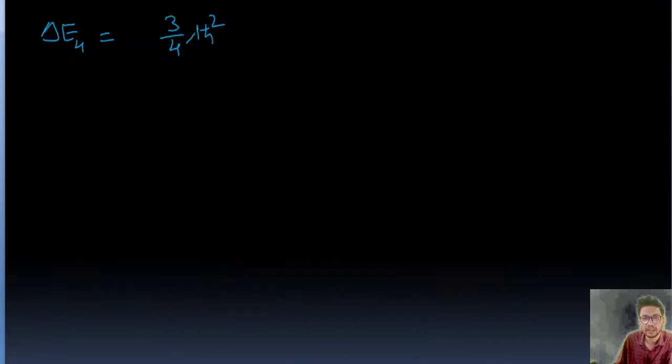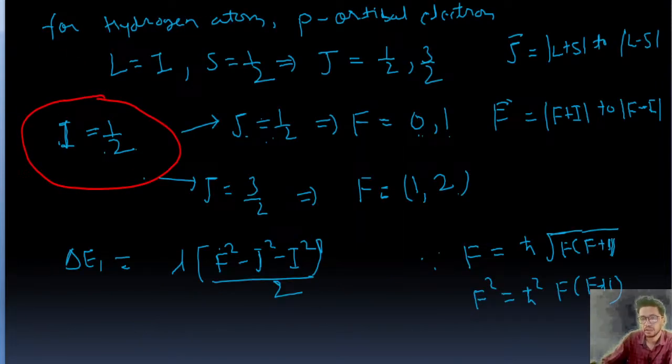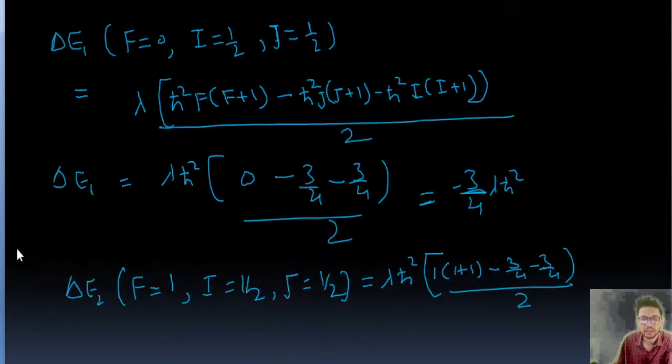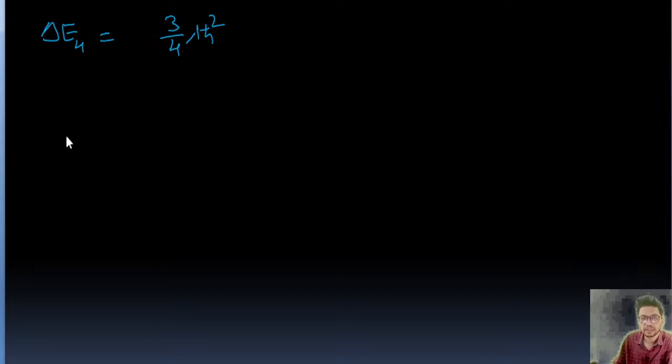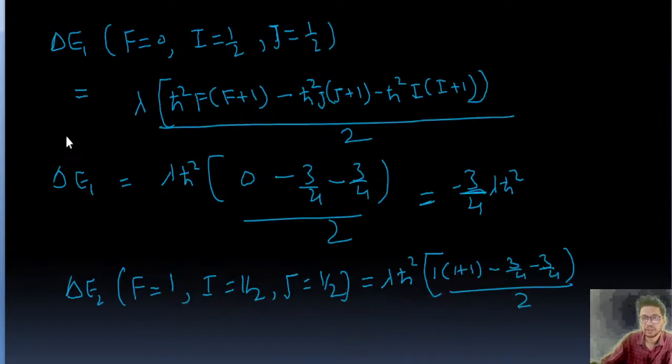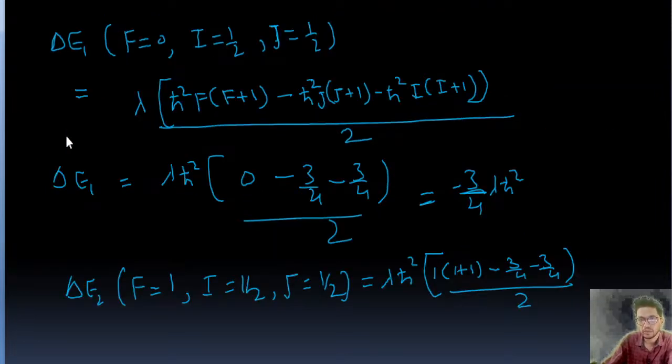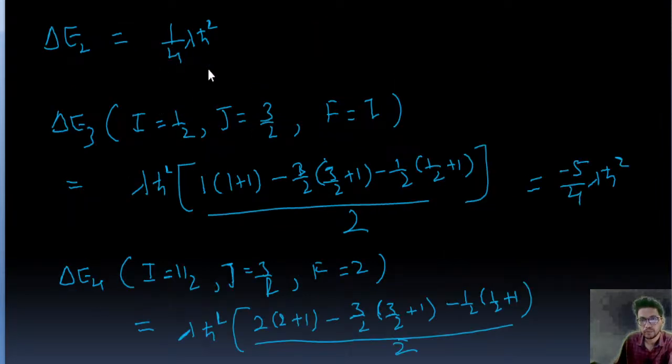Now we'll compare the energies because we need to find out in the question the lowest energy. The total angular momentum quantum number we need to find, F of the p orbital state with lowest energy. So if you compare the energy, E4 is plus, so it's highest energy. And E1 is also positive, so these are highest energies, so we'll not take those. Now E1 is minus 3 by 4, E2 is 1 by 4. So E2 and E4 we will not take.